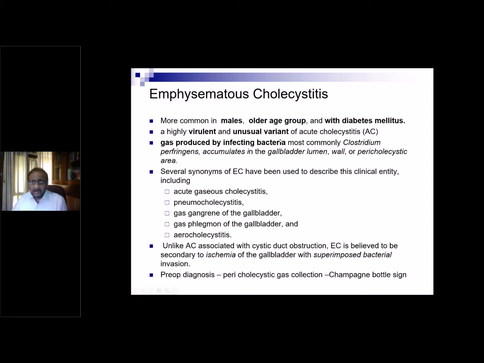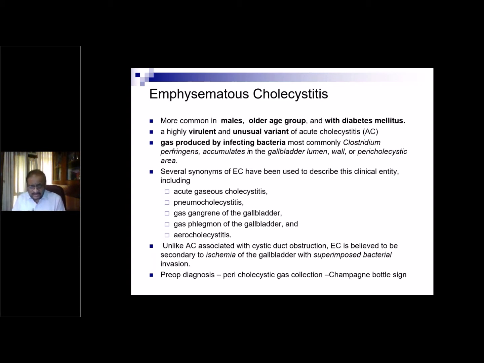Most commonly Clostridium, and the gas accumulates in the gallbladder lumen, then goes through the wall and leads to pericholecystic collection. So it will involve the lumen, it can involve the wall, and through the wall it can go and involve the pericholecystic area. Several terms for emphysematous cholecystitis have been used to describe the clinical entity. You've got a number of synonyms, for example, acute gaseous cholecystitis, pneumocholecystitis, gas gangrene, etc. These are just synonymous terms. If you say any one of them, you'll be meaning emphysematous cholecystitis.